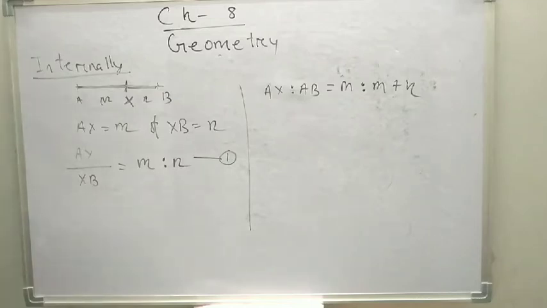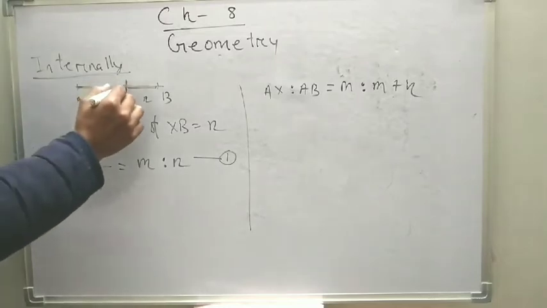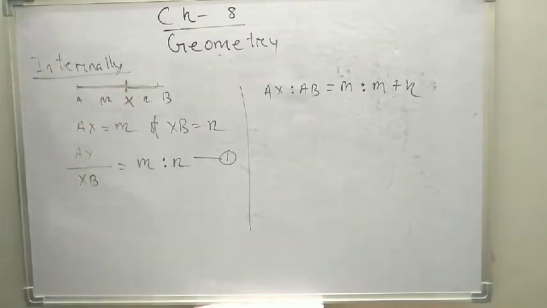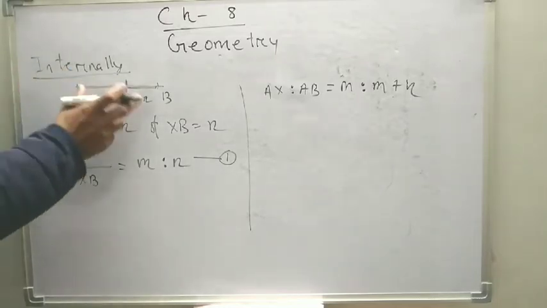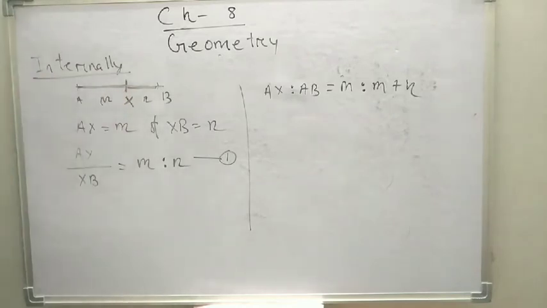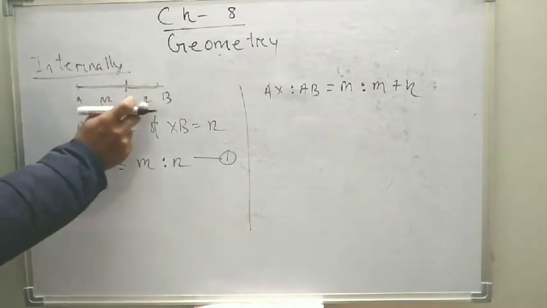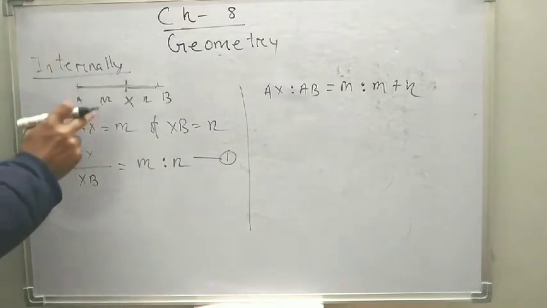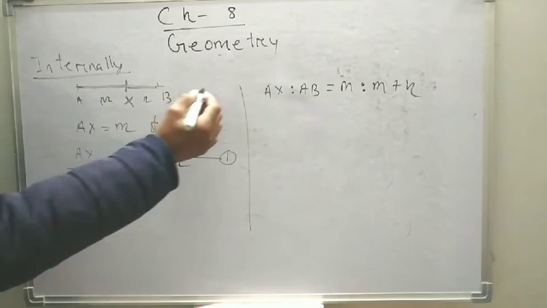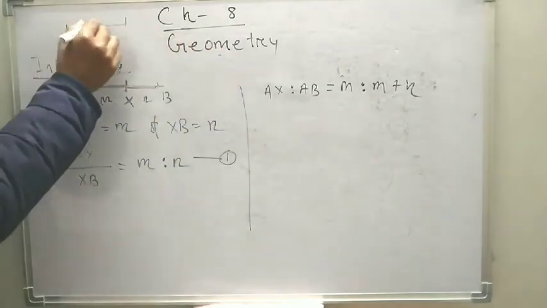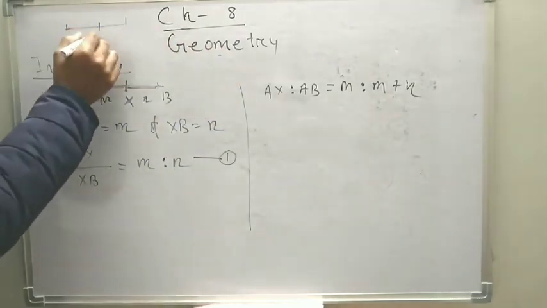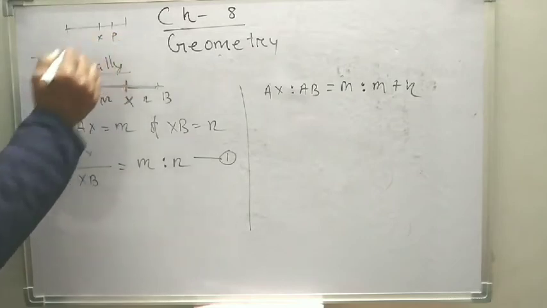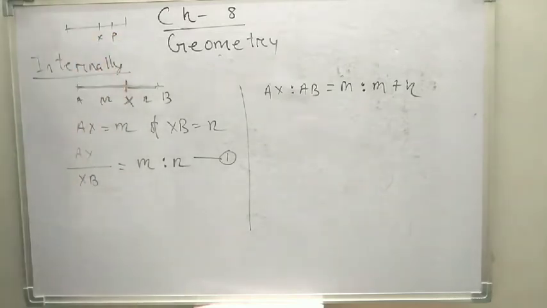Now here we took X as a point. Now suppose we think that the given line can be divided in the ratio m is to n in many ways. So we will again take a point P on this line. Suppose this is a line and here X was the point, and let us take P a point here. Then again what we will get?